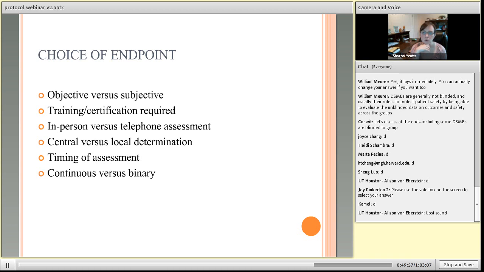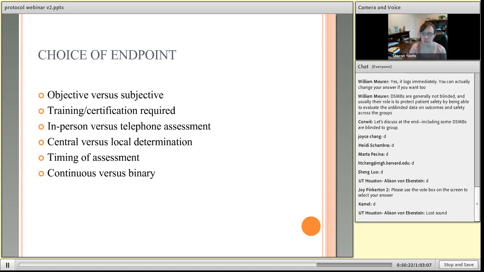You want to think about whether your particular outcome has to be done in person in the clinic or whether it can be obtained over the phone. Loss to follow-up is going to be something that will need to be considered. I'll talk about that in a minute. But loss to follow-up for the primary outcome can be minimized if you have an assessment that can be obtained over the phone when you can't get the patient into the clinic.